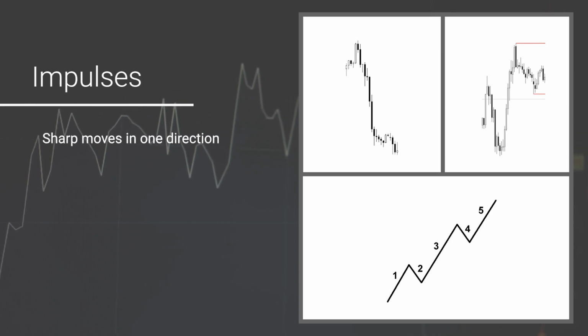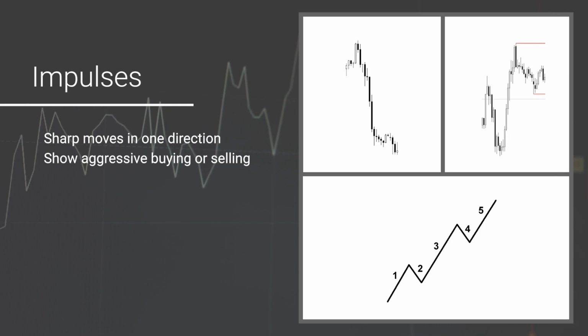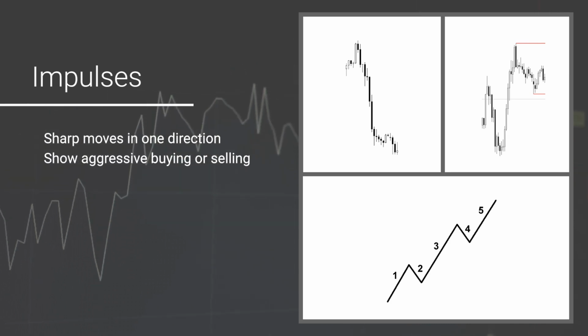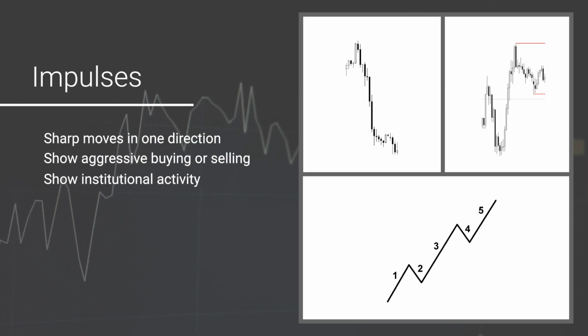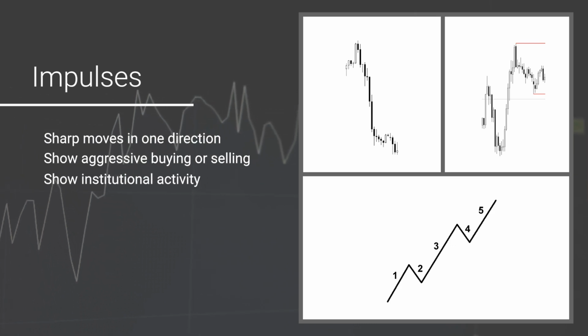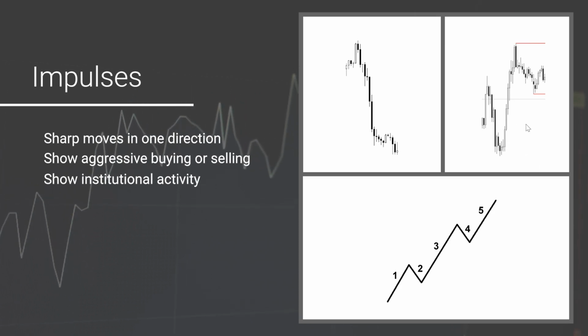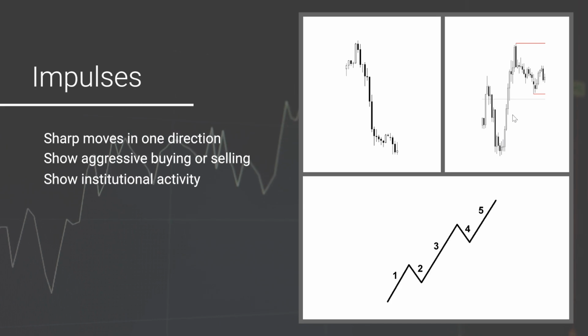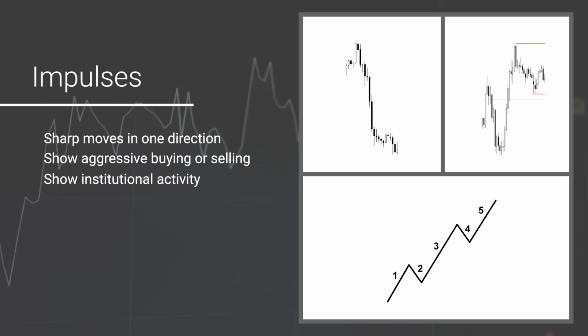Now, as I mentioned, sharp moves in one direction. That's how we can simply say what an impulse is. What does it show? Aggressive buying and aggressive selling. It also often shows institutional activity, so large orders are being executed in the market. Maybe in the instance on the right-hand side, in this example, when the market is rallying hard like this, people are pulling their sell orders away from the market. So it takes fewer buyers to actually drive the price higher. And this is something that you'll be able to understand in more detail if you get experience watching a futures ladder and how price order flows.